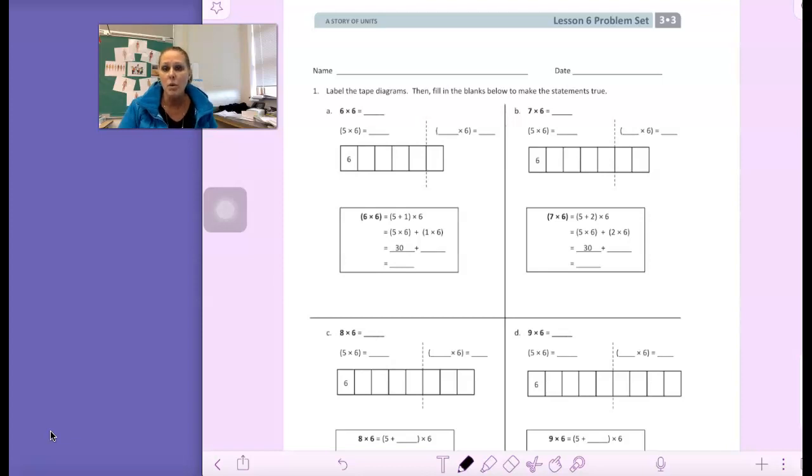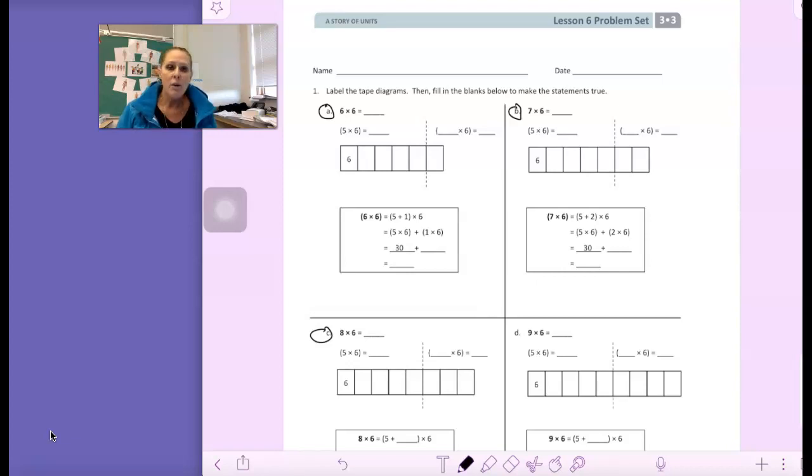Now, the goal is, of course, for you to know your basic facts like 6 times 6 or 7 times 6, but it's also important for us to know the distributive property and breaking these numbers apart to help us do some mental math when we get into multiplying larger numbers. So let's go ahead and do letters number 1A, B, and C together to get started.